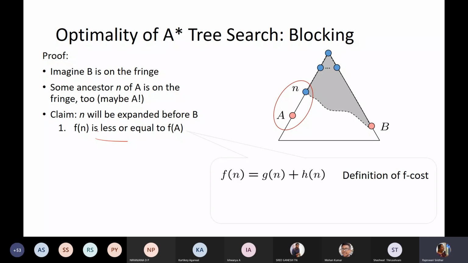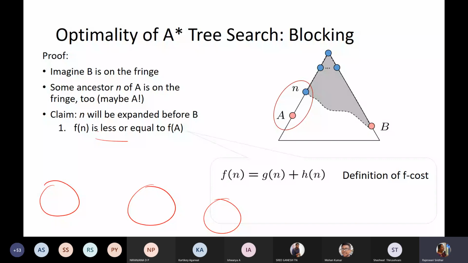Then f of n is equal to g of n plus h of n. So the definition of this is what I just now told you: you are starting from a particular point here, you are reaching the middle here. The cost of reaching that will definitely be the same as the other one. So you are always ensuring that A star tree search is optimal.